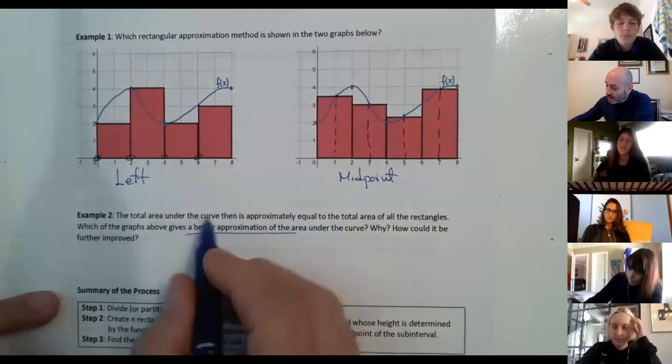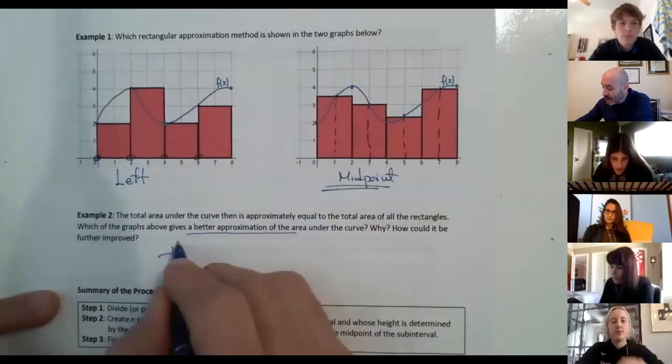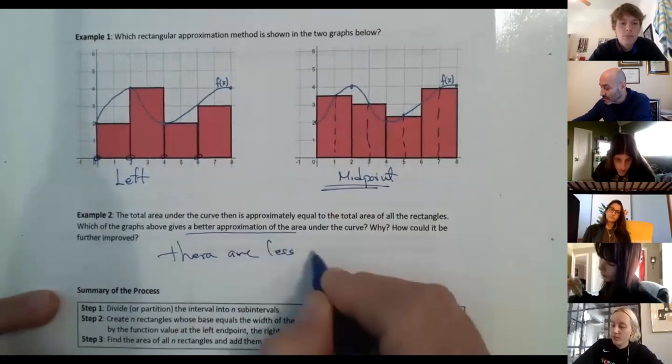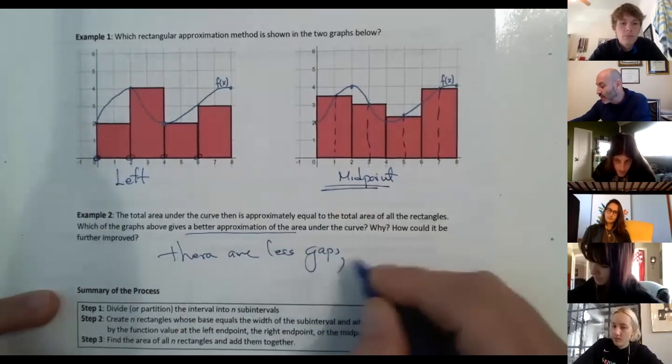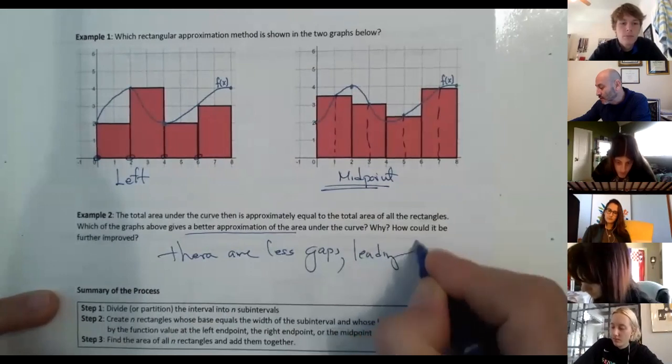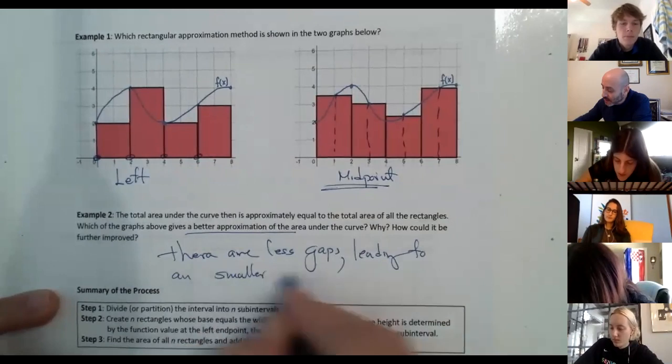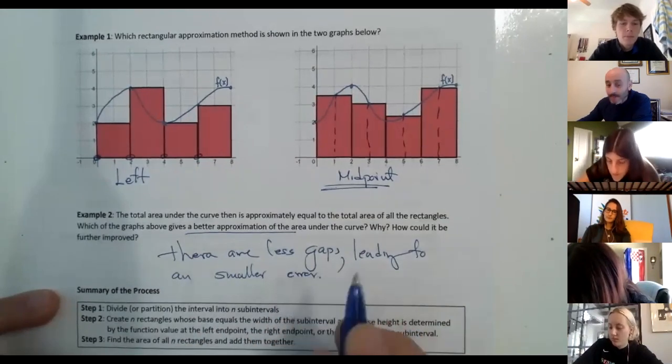So the midpoint, there are fewer gaps, and I would say leading to a smaller error, okay?